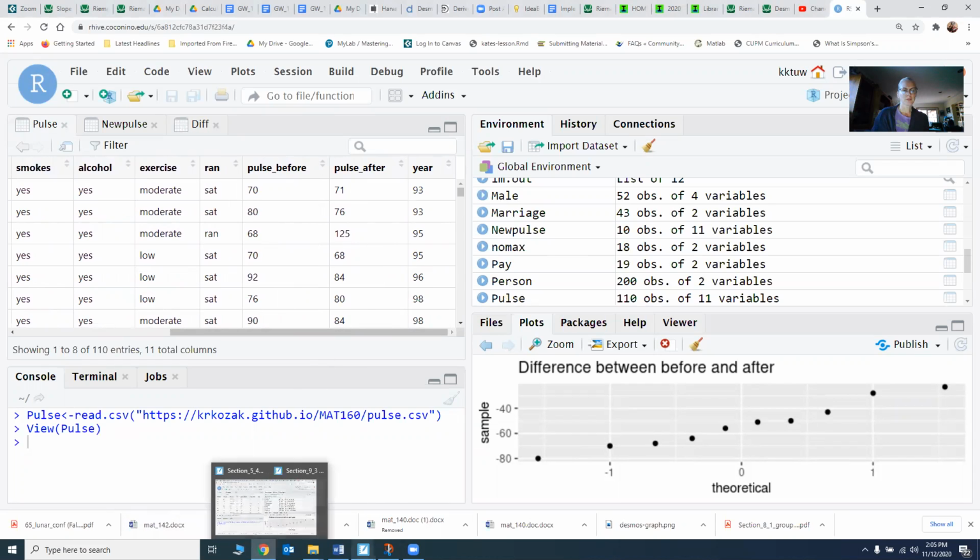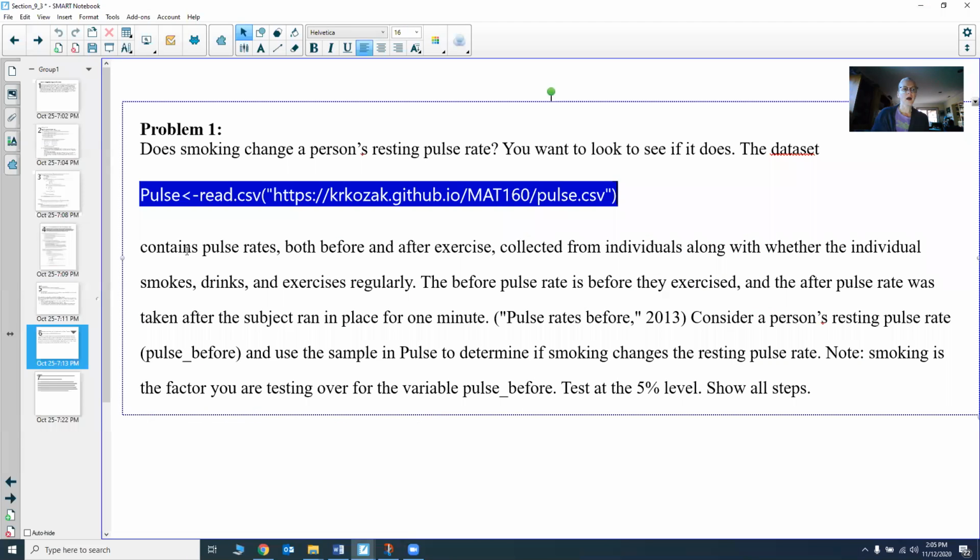Okay, so now let's see. The pulse before is before the exercise, and the pulse after was taken after the person exercised for 1 minute. We're going to consider a person's resting pulse rate. I don't care about their pulse rate after. That's not of interest to me. I want to just know, does smoking affect a person's resting pulse rate? So I don't care what's happening with the person's after. I'm only caring about that they're rested. And I want to see if smoking changes that pulse rate.